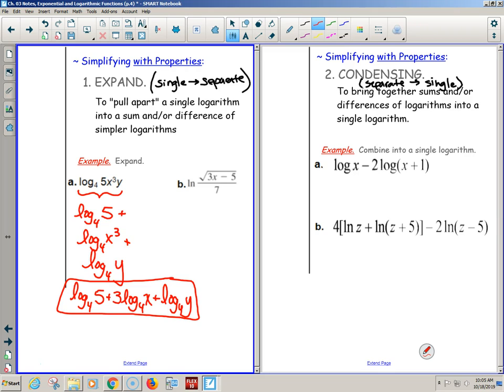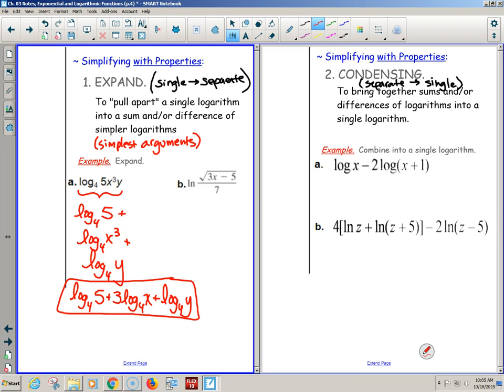Expanding is great for getting the simplest arguments. Simpler logarithms means simplest arguments. The argument was just a second ago 5 times x cubed times y, whereas now it's just a 5, just an x, and just a y.